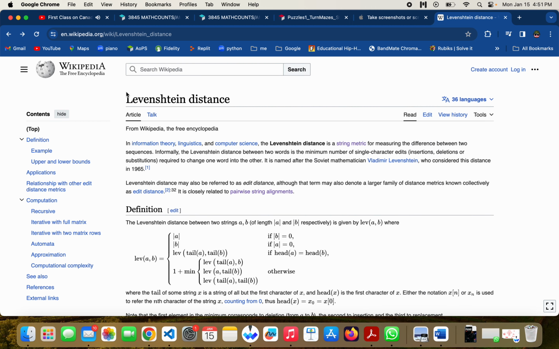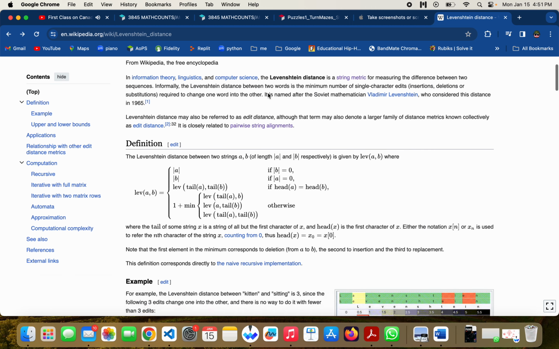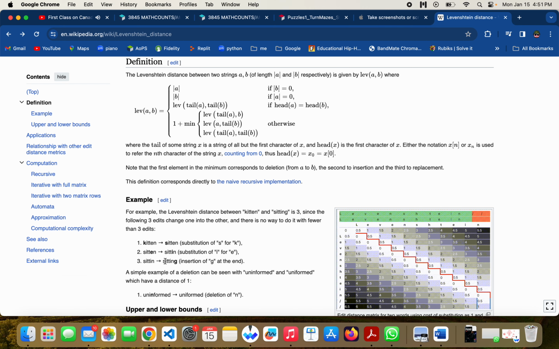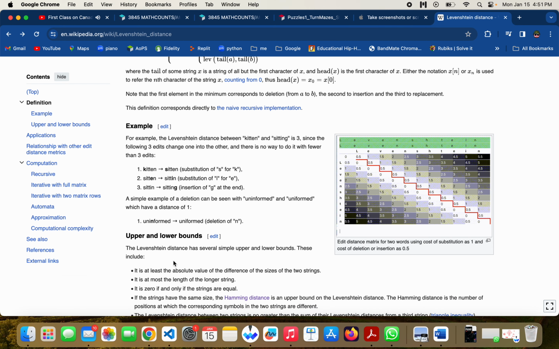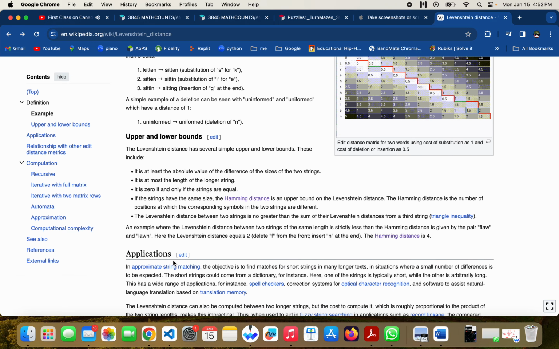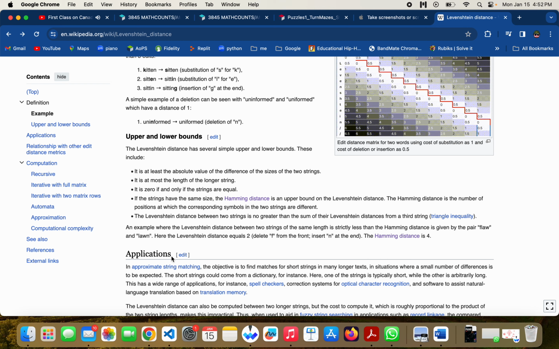So this is interesting. Levenshtein distance between two strings. So it's 3. It's 3 away. Sitting and kitten. Change the K to S, change the E to I, and add a G. Uniformed and uninformed. It is at most the length of the longer string. It is 0 if and only if the strings are equal. If the strings have the same size, the Hamming distance is an upper bound of the Levenshtein distance.